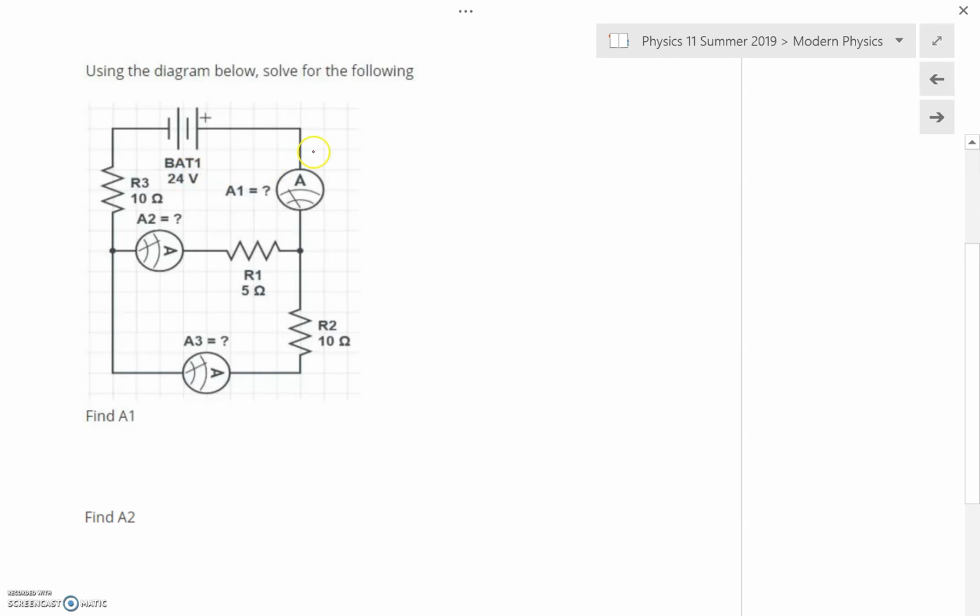We're given a total voltage of 24 volts. We're also given that the resistances are 10, 5, and 10. However, we don't have any total resistance nor the total current. So my first goal would be to find the total resistance.